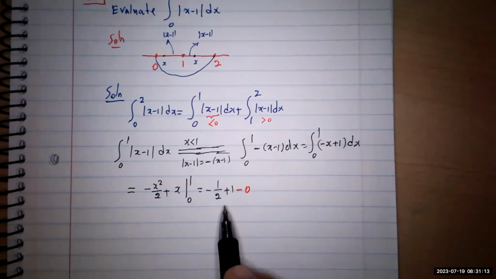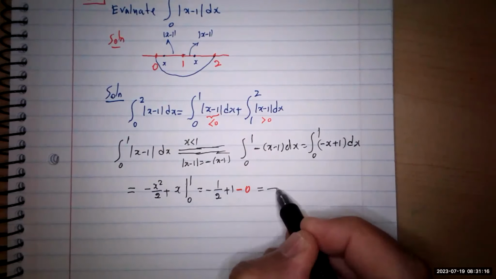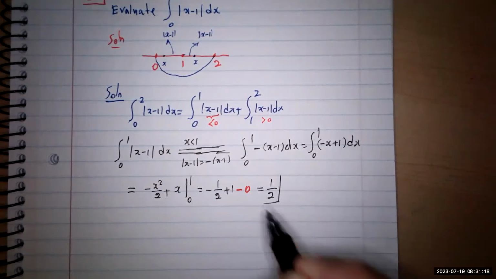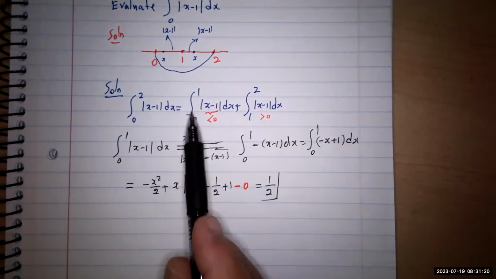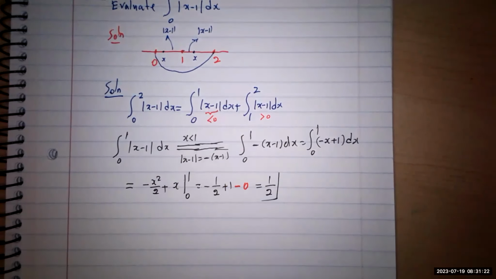So the result would be negative 1/2 plus 1. The result is 1/2. So the integral of the first one would be 1/2. Any question?